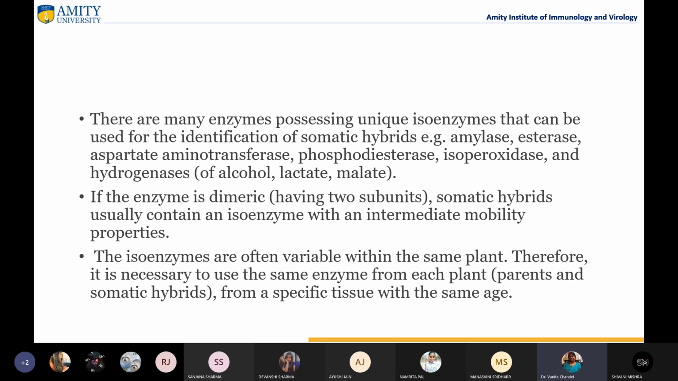If the enzyme is dimeric, that is having two subunits, somatic hybrids usually contain isoenzyme with intermediate mobility properties. The isozymes are often variable within the same plant, change हो सकते हैं. Therefore, it is necessary to use the same enzyme for each plant, parents के लिए भी और somatic hybrids के लिए भी, from specific tissues with the same. So we are using the same kind of enzyme to see it.